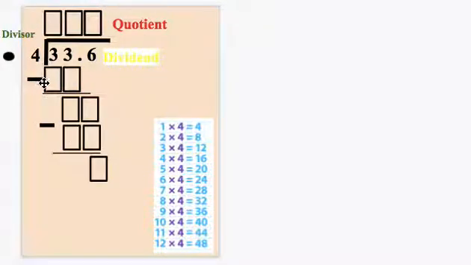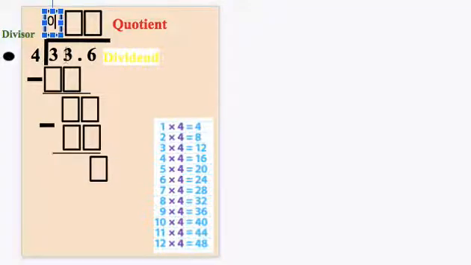Taking a look at this example, I have 33 and 6/10 as my dividend. I am dividing that by 4. Now I need to find my answer, our quotient. Notice how I have a 3 here. I need to think, if I have 3 objects, can I make a group of 4? And I can't. So I can go ahead and place a 0 in this first box.